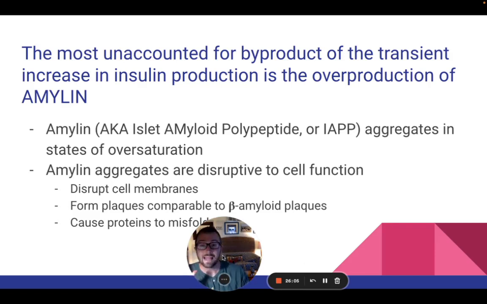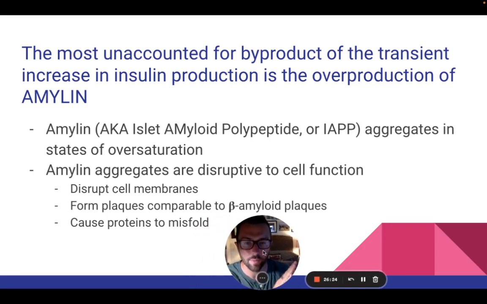So that's what I think is probably the most unaccounted for byproduct of insulin resistance and that huge increase in circulating insulin. It's the overproduction of amylin because, as we'll see, amylin has a couple different names. So when you look it up in the research, I'll have some titles here for papers. You need to make sure that you know all of its names.